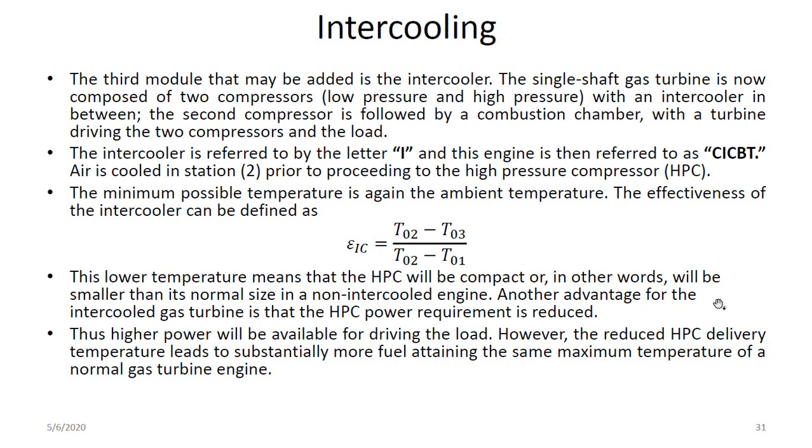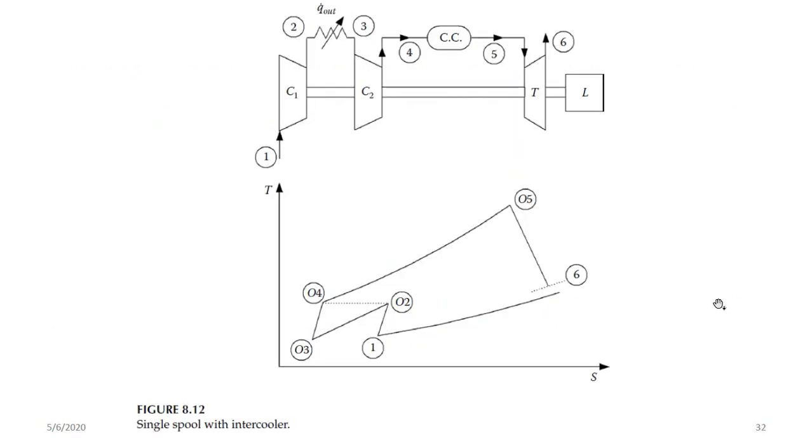Hence, a higher power can be available for driving the load. However, the reduced high pressure compressor delivery temperature leads to substantially more fuel being needed to attain the same maximum temperature of the normal gas turbine engine.